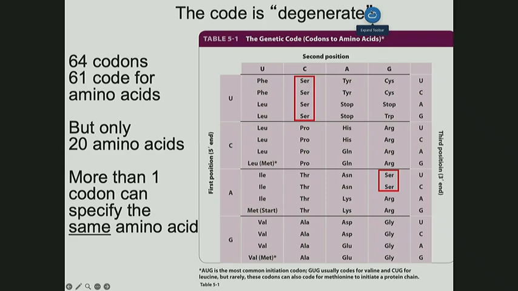So an example here is for serine. UCU encodes for serine. So does UCG encode for serine. So does AGU encode for serine. So there are multiple different codons that all specify serine. It's degenerate because there's more than one codon for the same amino acid, but it doesn't work the other way, that there are not multiple amino acids encoded by the same codon. So that's just what we mean by degenerate: there is more than one codon for the same amino acid.